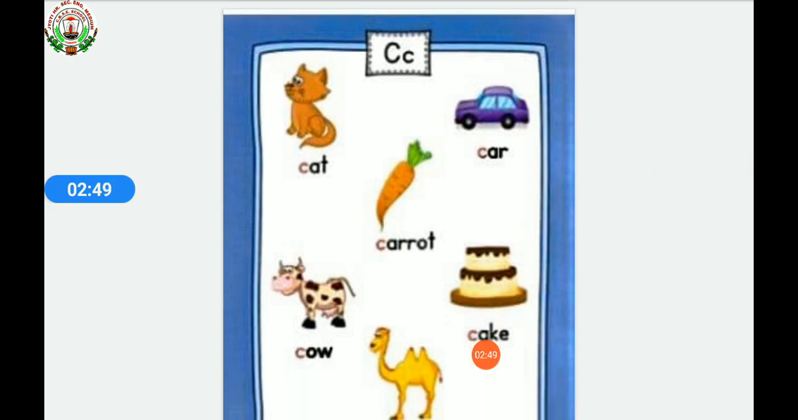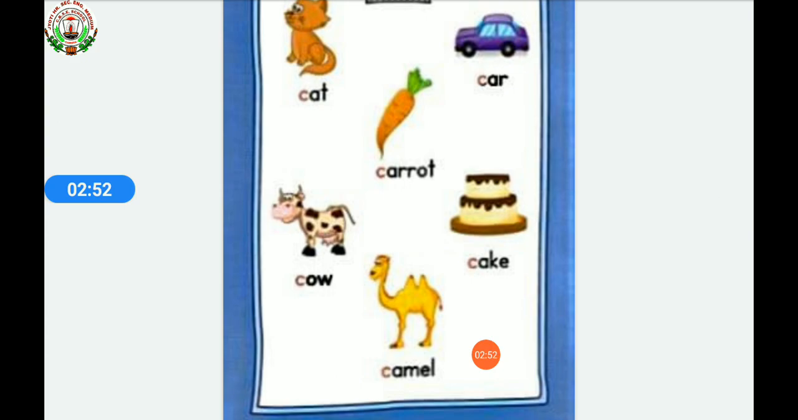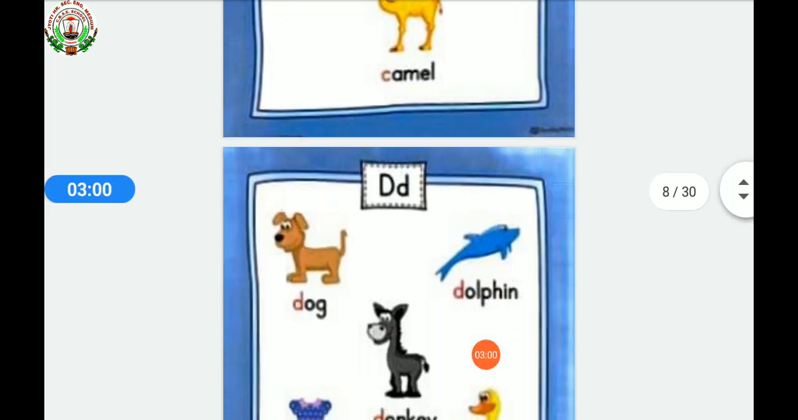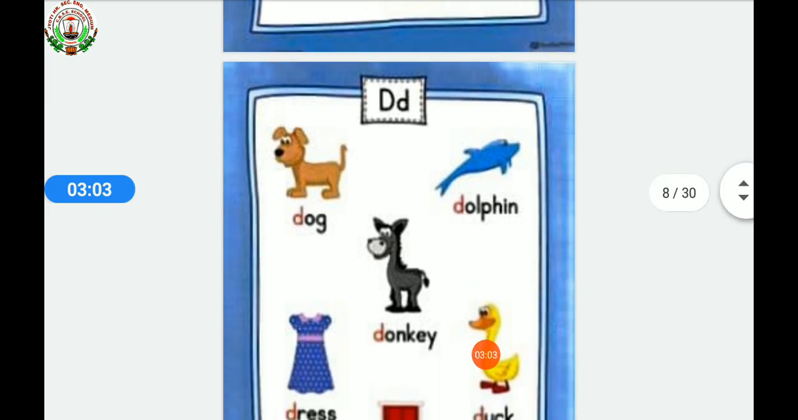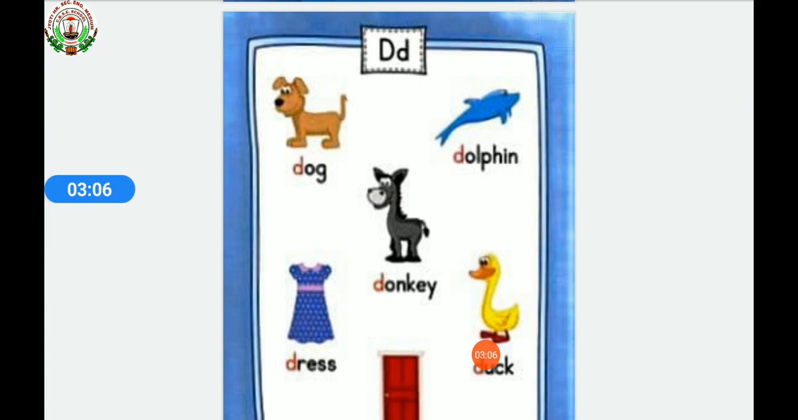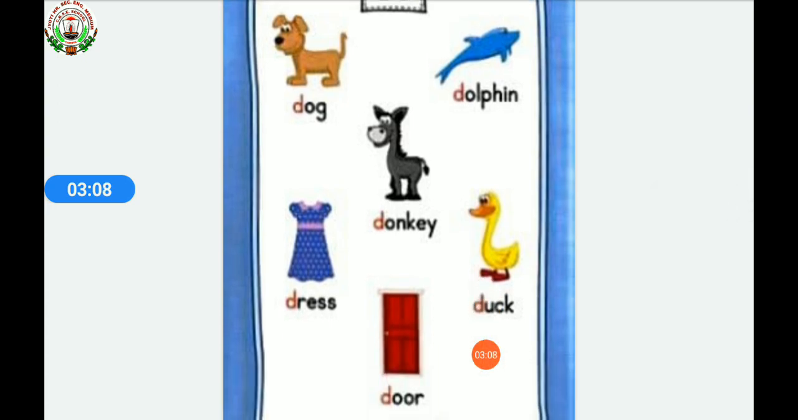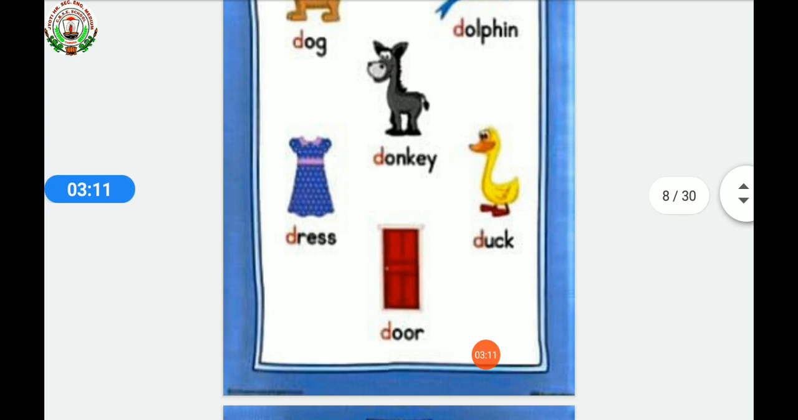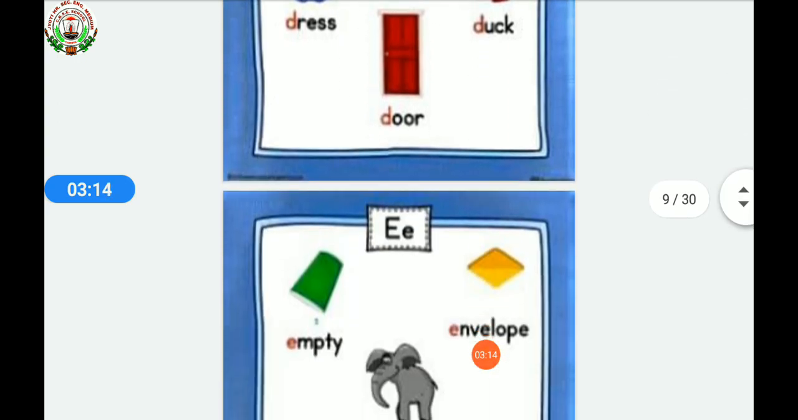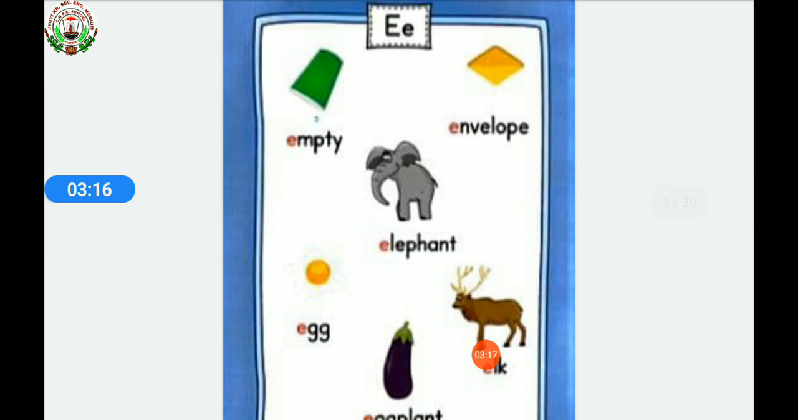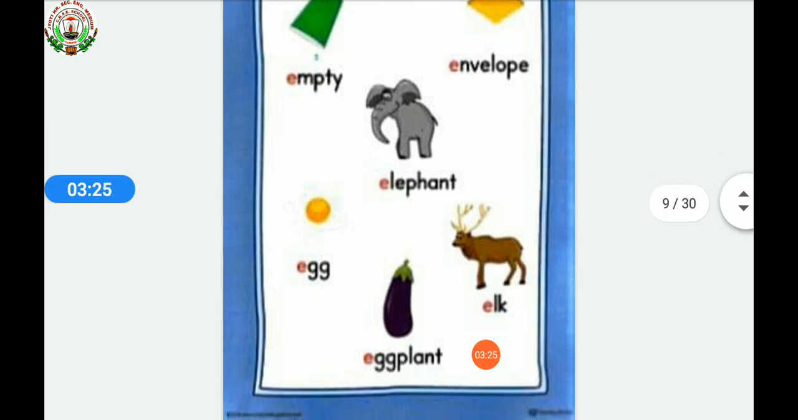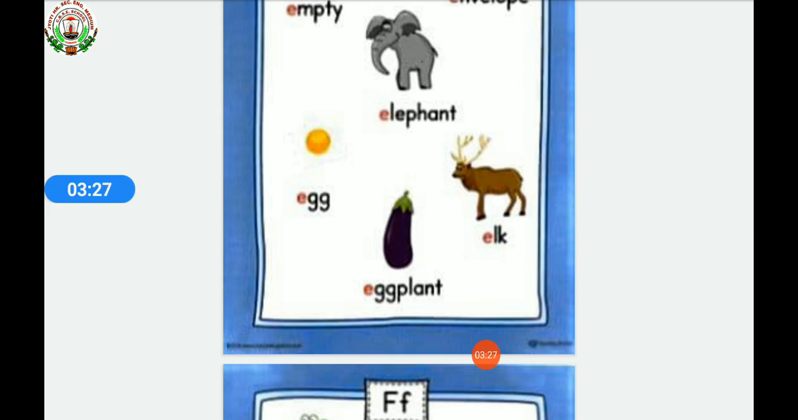After B comes the letter C. C for cat, C for car, C for carrot, C for cow, C for cake and C for camel. Next letter is D. D for dog, D for dolphin, D for donkey, D for dress, D for duck and D for door. Next is E. E for empty, E for envelope, E for elephant, E for egg, E for eggplant, E for elk.